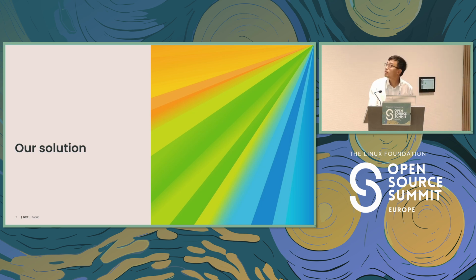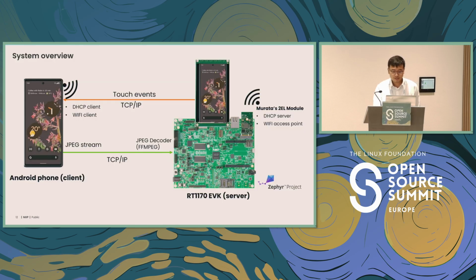So hello, now we talk about the solution on Zephyr. On the Zephyr side, we use the platform RT1170 with the display screen, and this platform fully supports Zephyr. To have the Wi-Fi capability, we use the Murata 2EL module, which is a Wi-Fi module. This is connected via the SDIO of the M.2 slot on the board.